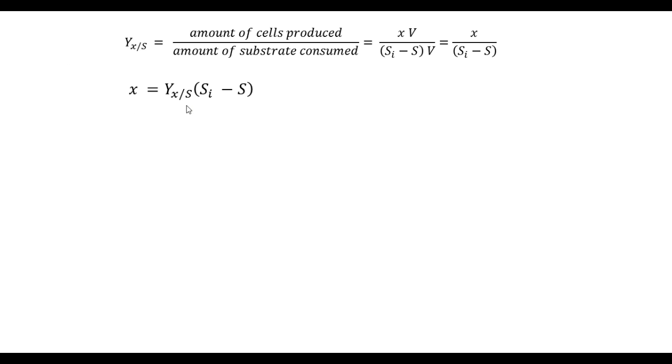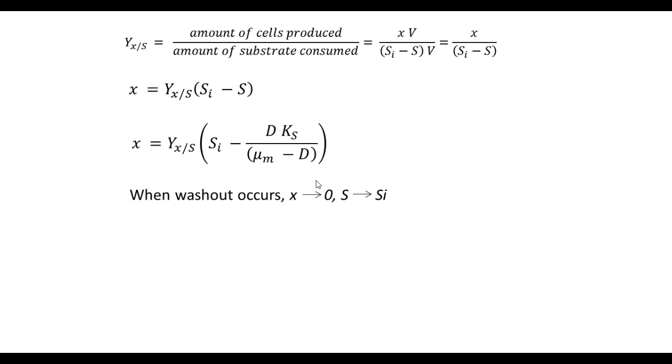So X equals the yield coefficient times Si minus S from this equation, and S in terms of the other parameters is DKs by mu m minus D. That is what we derived earlier. Therefore, X equals Yxs times Si minus DKs by mu m minus D. This is just algebra. Although it seems like a lot of steps, let's go through it. We are arriving at some interesting place.